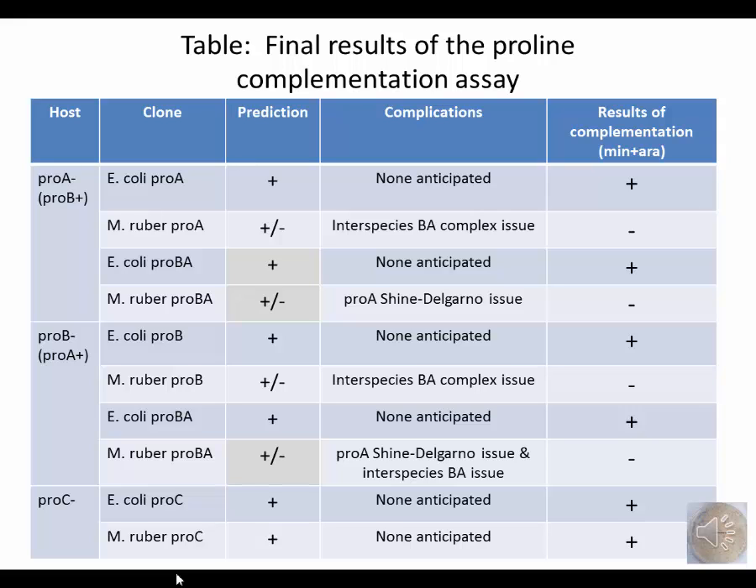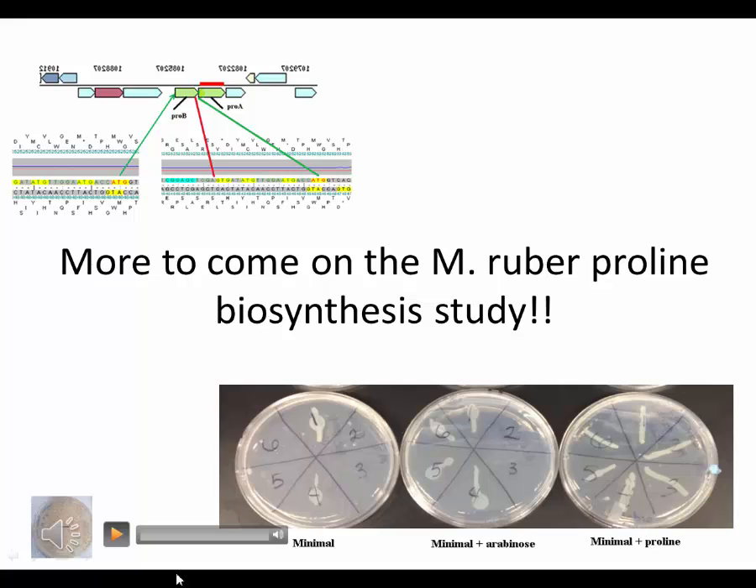These interspecies interactions between M-Ruber and E. coli I think are complicating the issue. My goal for future studies is to investigate other strategies for analyzing M-Ruber Pro-B, Pro-A function. Well, thanks for listening to part 2 of the M-Ruber proline biosynthesis pathway study. Hopefully there will be more videos in this series in the future.